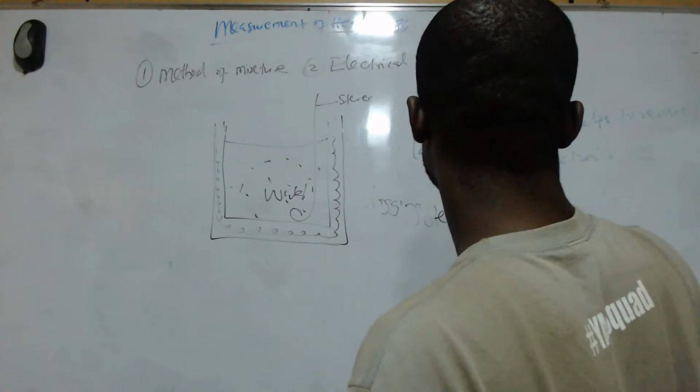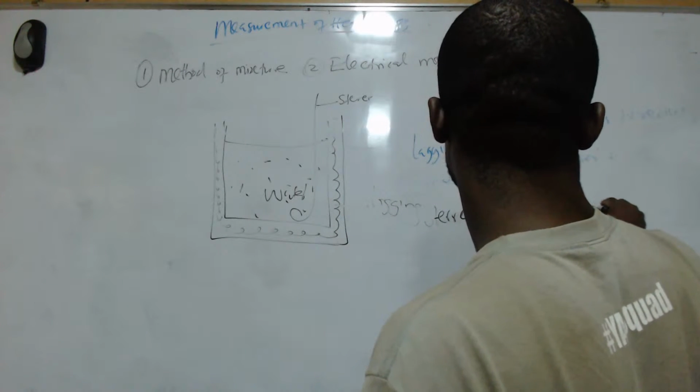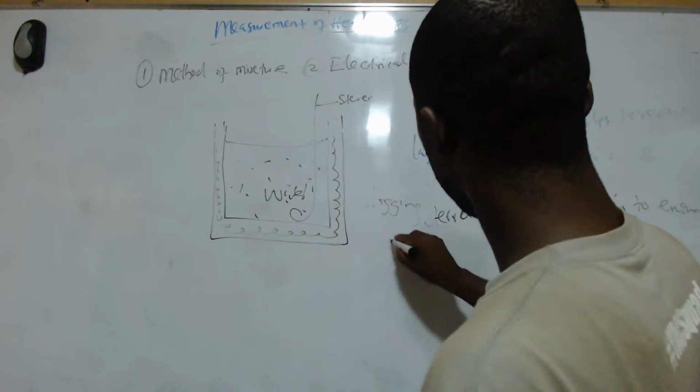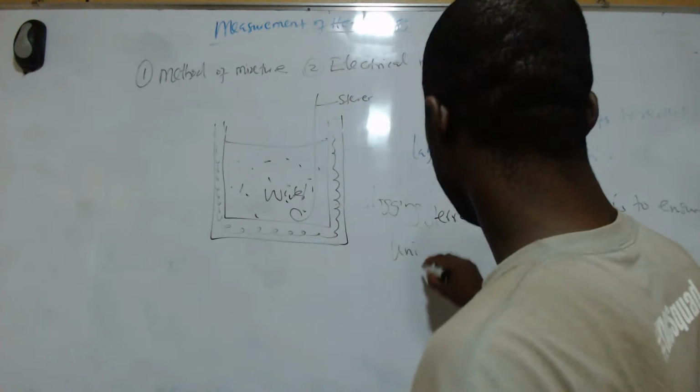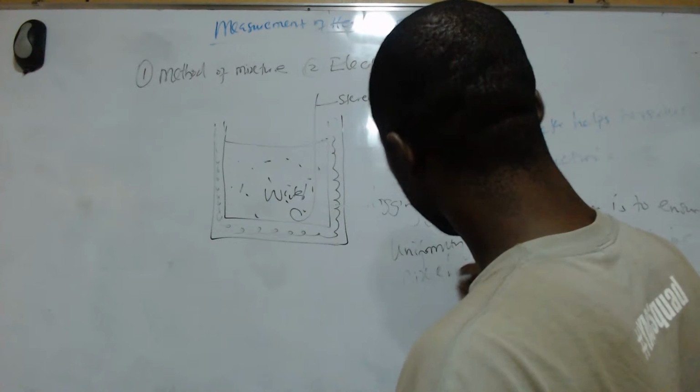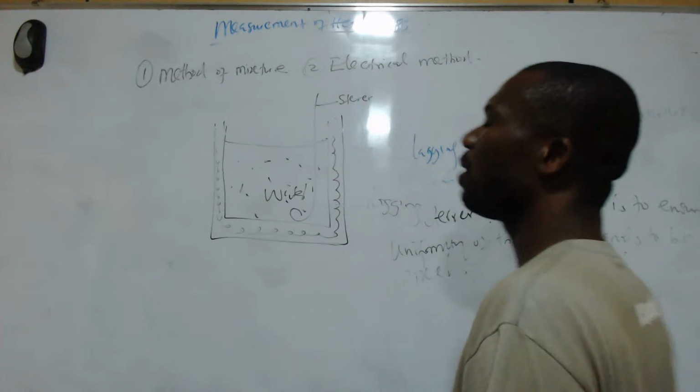Its function is to ensure uniformity, that everything is mixed. That is the function of the stirrer. The stirrer is equivalent to your soup.